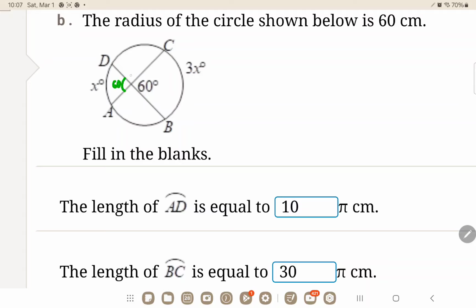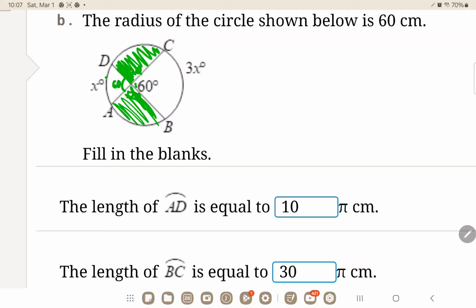And if this is 60 and this forms a linear pair with this, 180 minus 60 makes this 120. And if this is 120, this is 120. So now we have all our angles. What are we gonna do? We're gonna find the percentage of the shape made out of these two arcs. So we're gonna shade this part in and shade this part in.